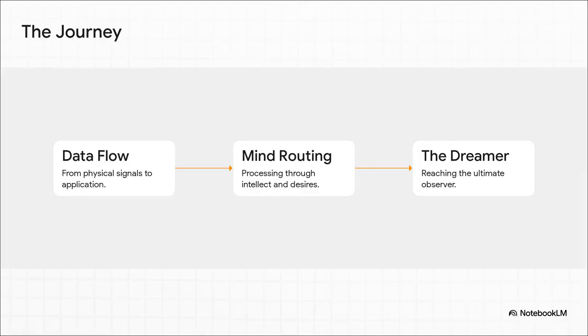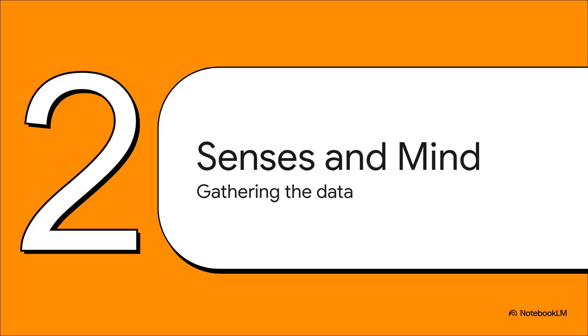To do this, we're going to follow a single packet of data as it hits the physical hardware and travels all the way up the stack to the ultimate observer. It basically happens in 3 broad phases. First, we collect the raw data. Then, we process and route it, and finally, it reaches that highest application layer. Moving on to part 2, gathering data, looking at the senses and mind.